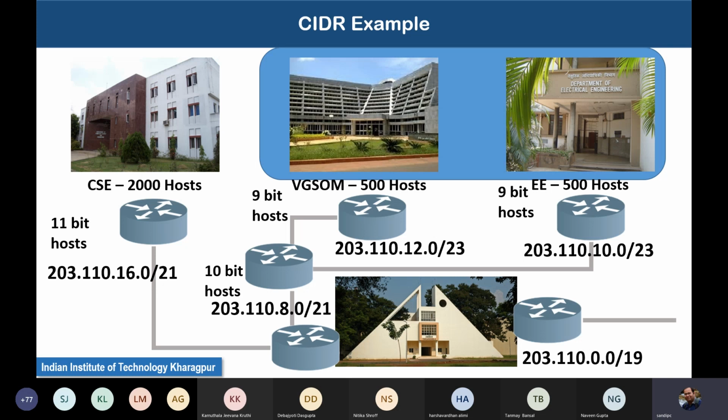Say for example, for one machine, I can provide the IP address 202.110.16.1. The next machine I will provide at 16.2. The next machine I will provide at 16.3. So that way. And the router that is interconnecting all these machines, that is the outgoing router, I will provide one IP to the outgoing interface of that router. And that IP is going to be the default gateway for all the machines within the CSC department.